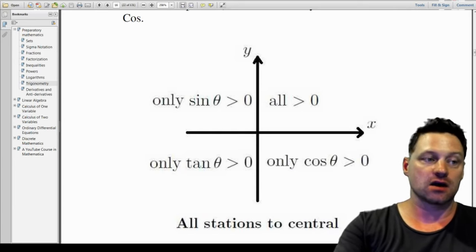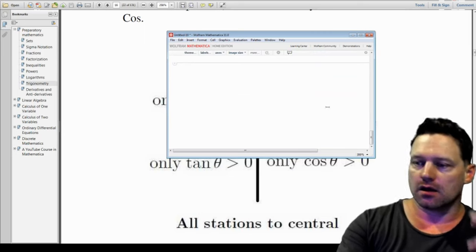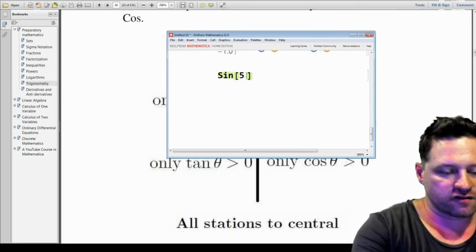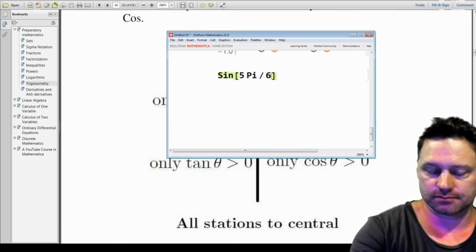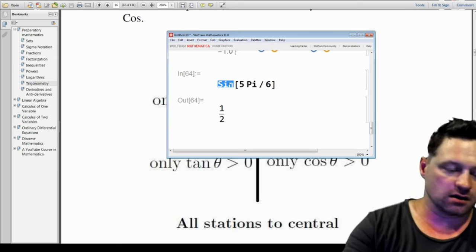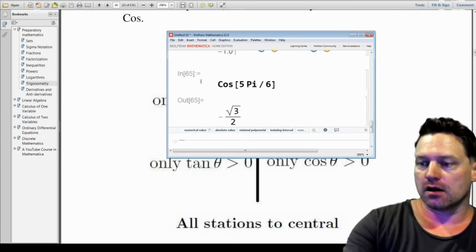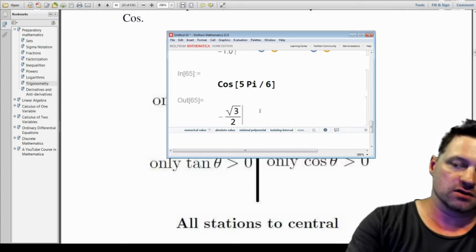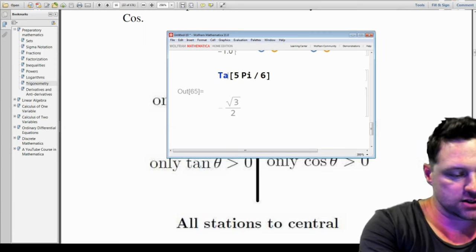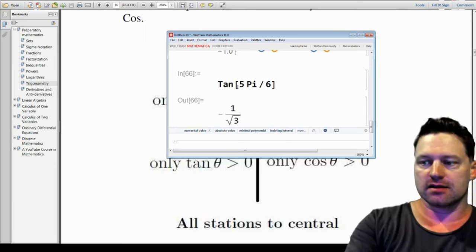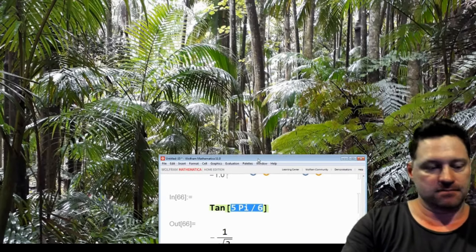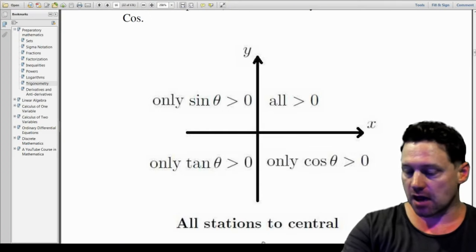Let's check this with Mathematica. Okay, so let's say sine of 5 pi over 6. 1/2, that's positive. Okay, what about cos? Negative, it's minus root 3 on 2. Likewise, tan of this should be negative because this angle is in the second quadrant. Okay, so this tells us how to do that.